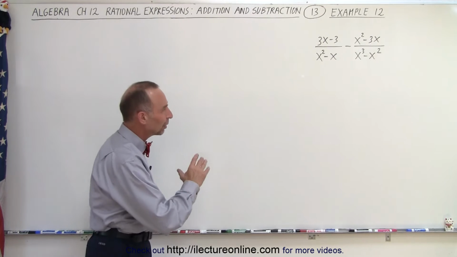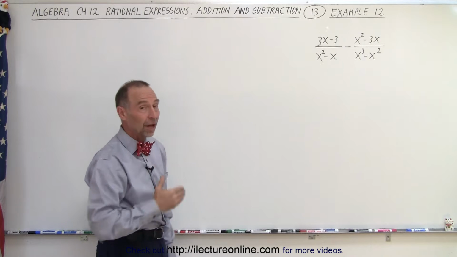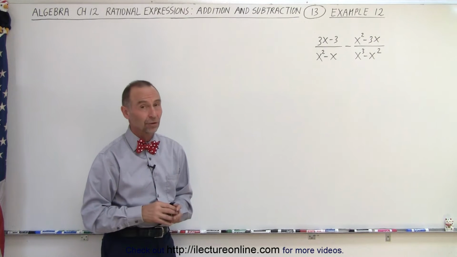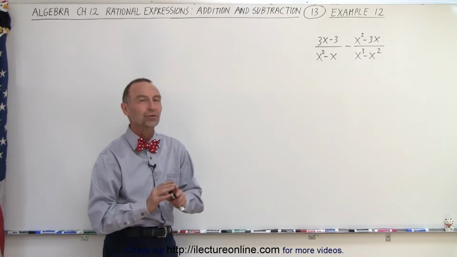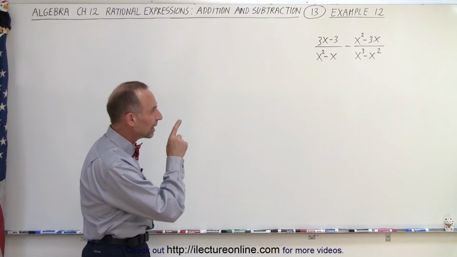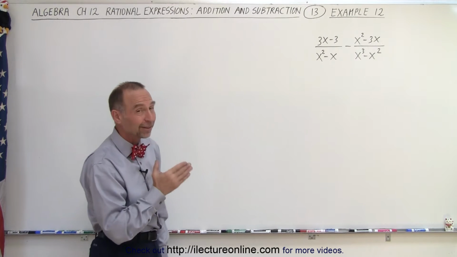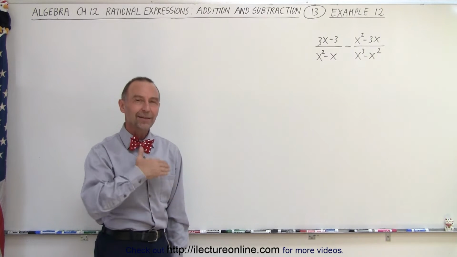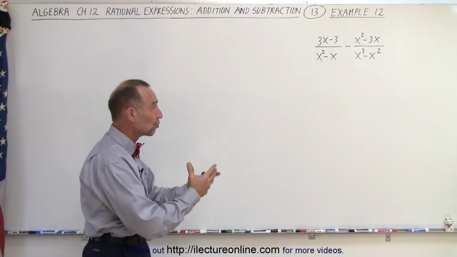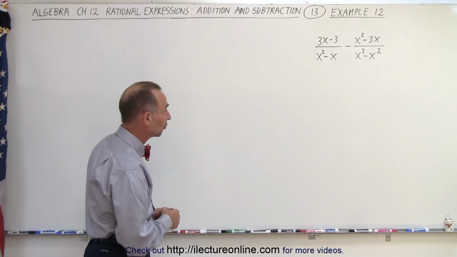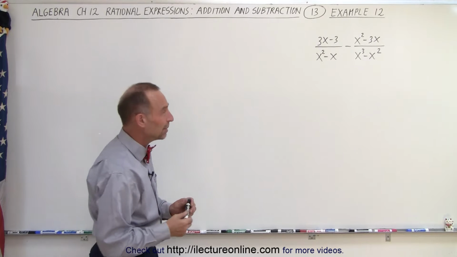Now in this example we need to be very careful or have a little bit more insight, because when I look at both the numerators and the denominators, they can both be factored. Now normally we would not factor the numerators, but by looking at the numerators and the denominators I realize if I factor them both I can simplify things before I try to subtract the two rational expressions. Let me show you what I mean with that.